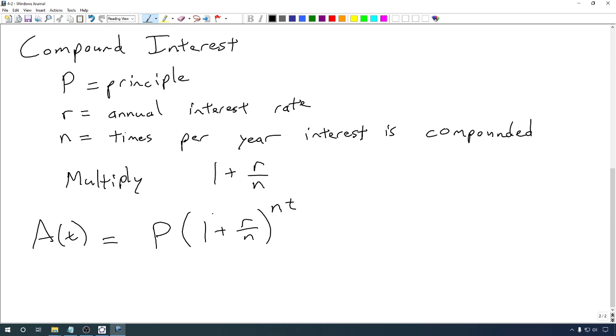Now we've written this as more of a continuous type function. Technically, when we're doing compound interest, we're doing it at very discrete times, so the amount that's in the account will jump up at different intervals. So this works when n times t is some integer. But we're going to treat it as if it is a more continuous function because that's a little easier to work with.